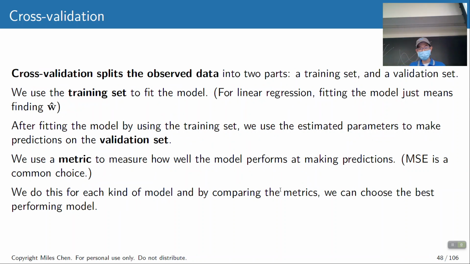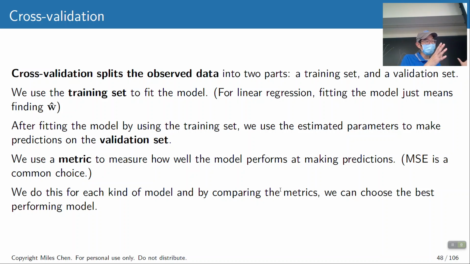What cross-validation does is take all of our observed data and split it into a training part and a validation, or training and testing, set. There are several names for these. If you just took 101C, I apologize, you've already heard all of this, but if you haven't, this is an important idea. We take the available data and split it into two parts.